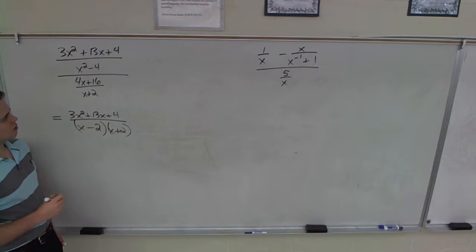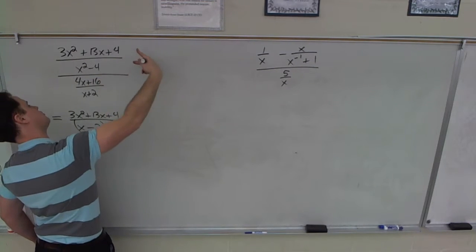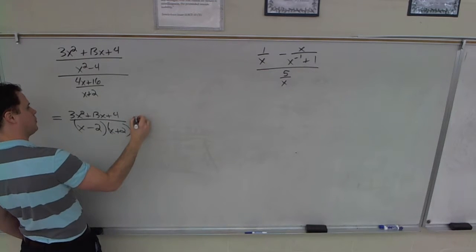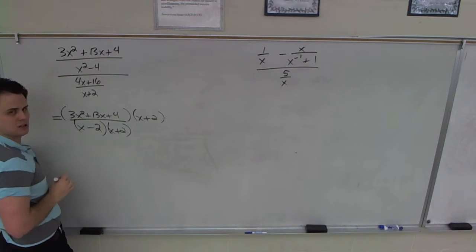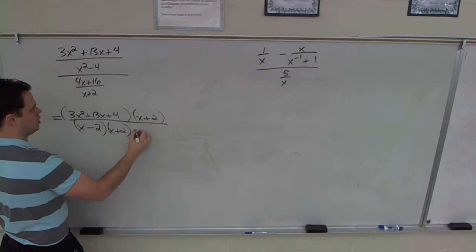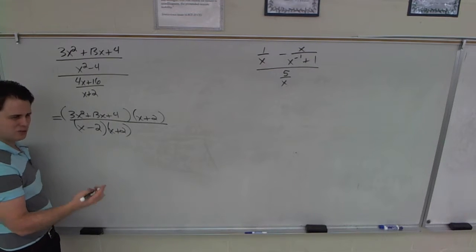Okay, so then we're going to flip this one, right? So I'm going to go, so what's going to be on top? X plus 2. Oh, you can already see something that's going to cancel, right? And then on the bottom we're going to have 4x plus 16. Can we just factor that one right now? 4.